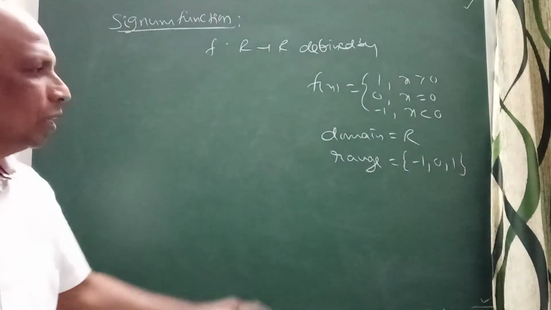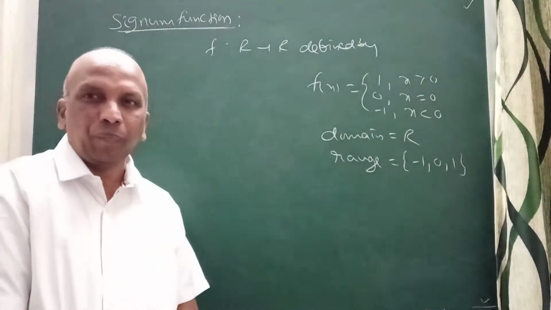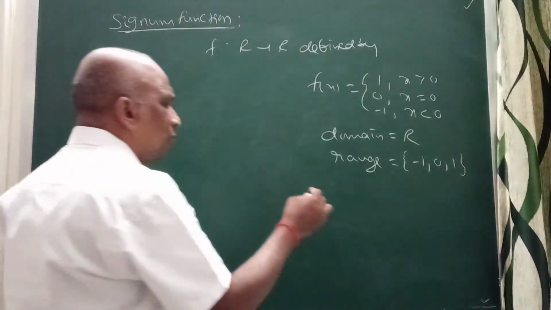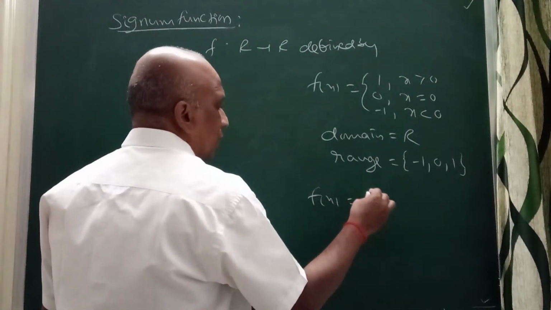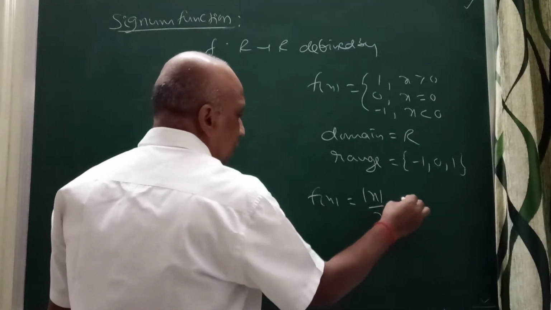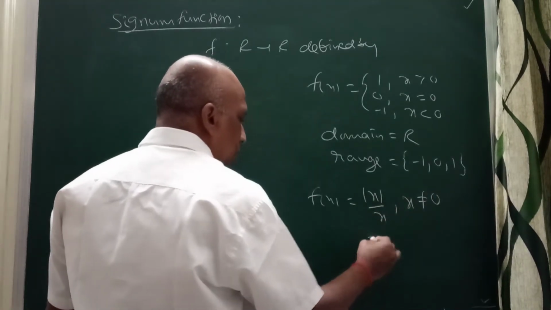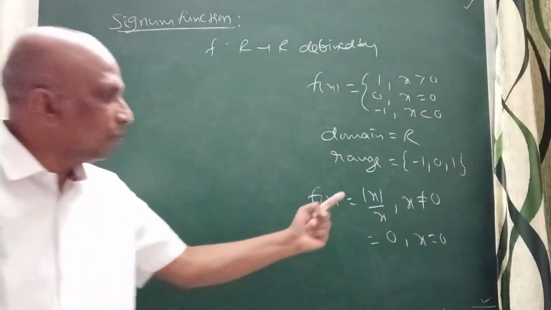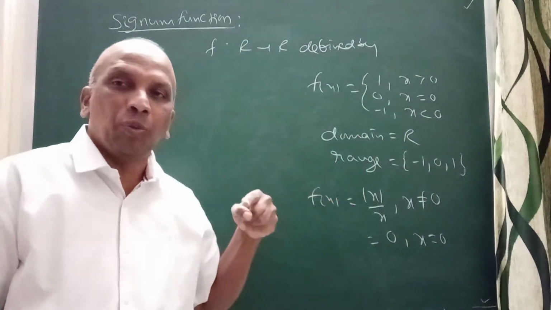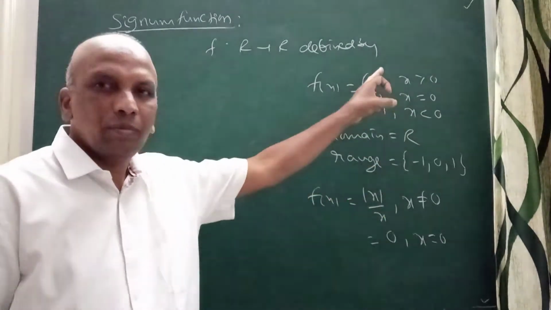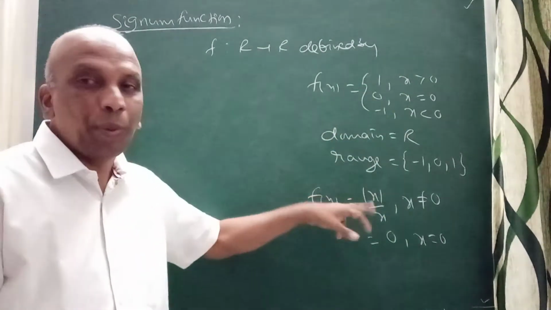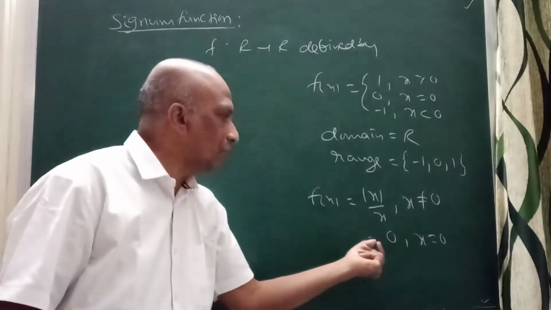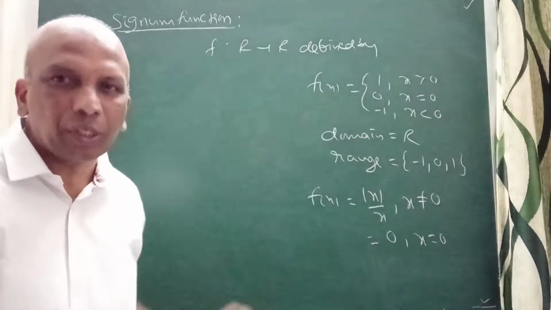Clearly the domain is equal to R, and the range is equal to {minus 1, 0, 1}. I can also define this same function another way: f of x is equal to mod x by x when x is not equal to 0, and equal to 0 when x is equal to 0. If we use the definition of mod x, for positive x, mod x by x is 1. In the negative case, mod x will be minus x, so we get minus x by x, which is minus 1. When x is 0, it is defined as 0. This is also how we can define the signum function.